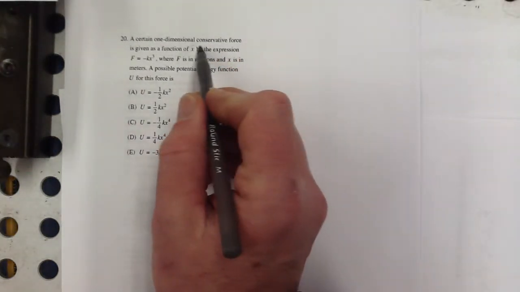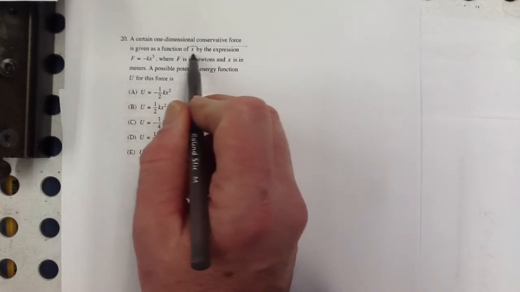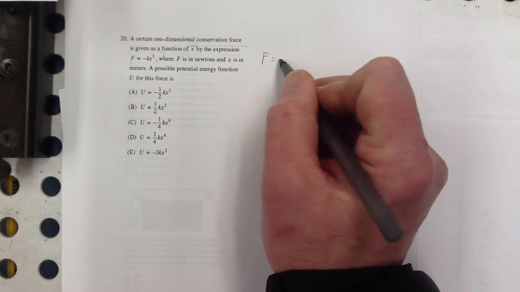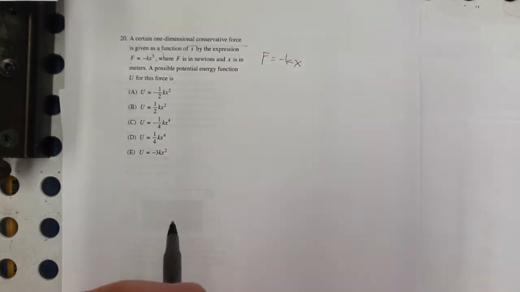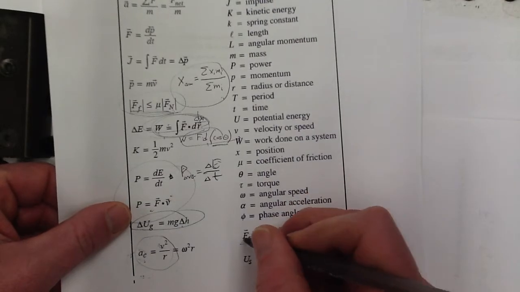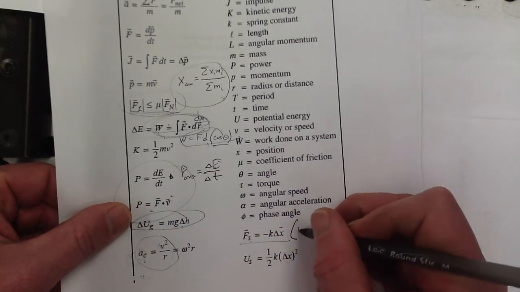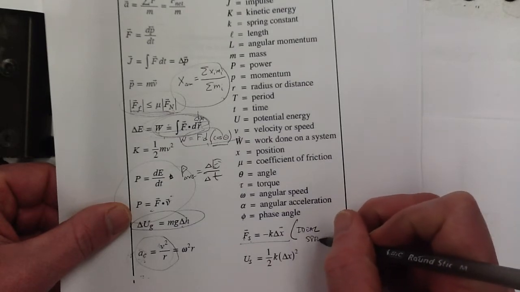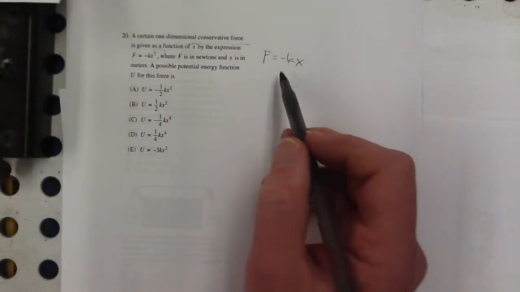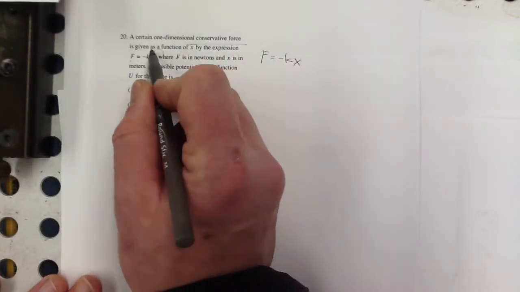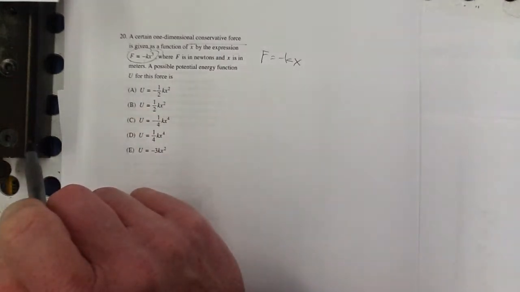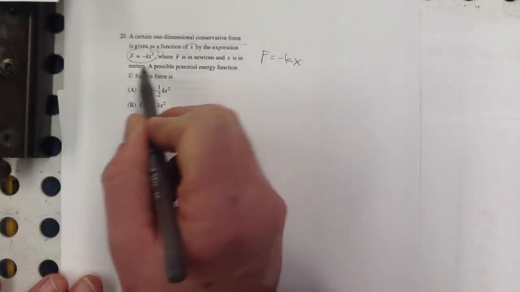A certain one-dimensional conservative force is given here. So if that reminds you of force equals negative kx, like Hooke's law, that's spring force, but that is only for an ideal or linear spring. So this looks like some kind of similar thing, but we would call this maybe a non-linear spring. See those sometimes. F is in newtons, x is in meters.